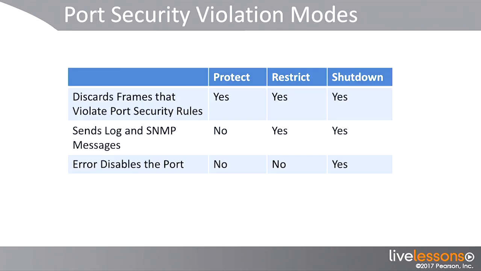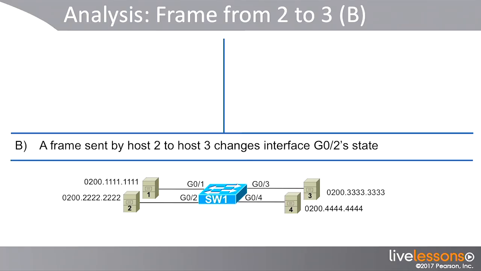So to review those port security violation modes, there are 3 of them: protect, restrict, and shutdown. As you see in the bottom row, only the shutdown violation mode actually error disables the port. Restrict and protect modes do not. All right, so we've ruled out 2 answers.